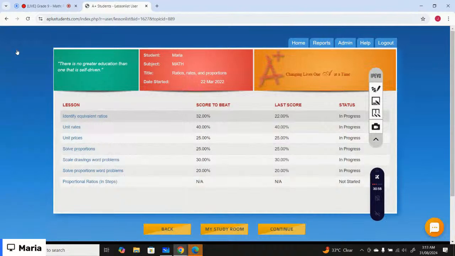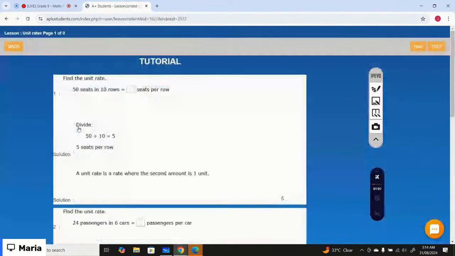Okay, so unit means one, right? That means you have to calculate the price of one thing. For example, here you are given 50 seats in 10 rows. You have to find how many seats in one row. So you have to divide 50 by 10, right? 10 times 5 is 50. That means each row has 5 seats. A unit rate is a rate when the second amount is 1 unit. So 1 unit means you have to calculate the price of the one thing. Okay, let's start with the test questions.